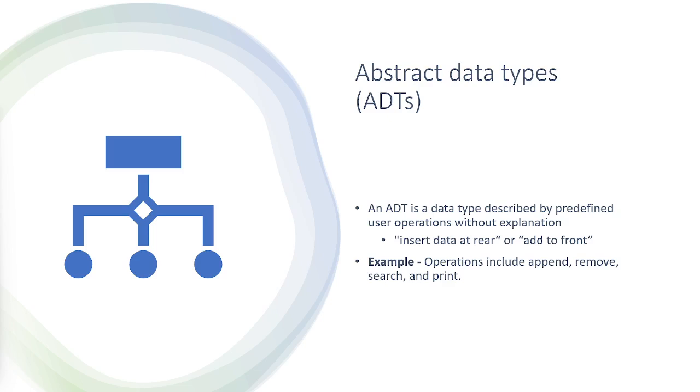Say you're working with a particular data set and you know that you need to insert some data at the rear, or perhaps add some data to the front of it. You are going to use those predefined operations, perhaps just by using the name of the data set with a dot. So maybe a dot add or a dot remove to get the data in the correct spot for you. Example operations might include append, remove, search, or print.